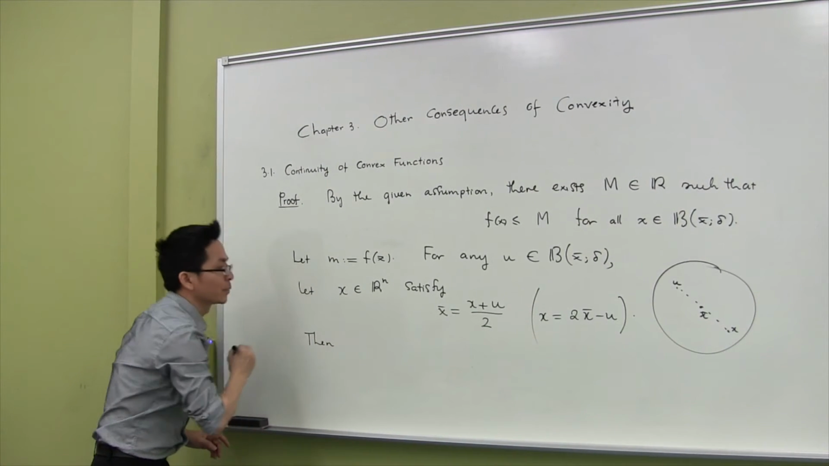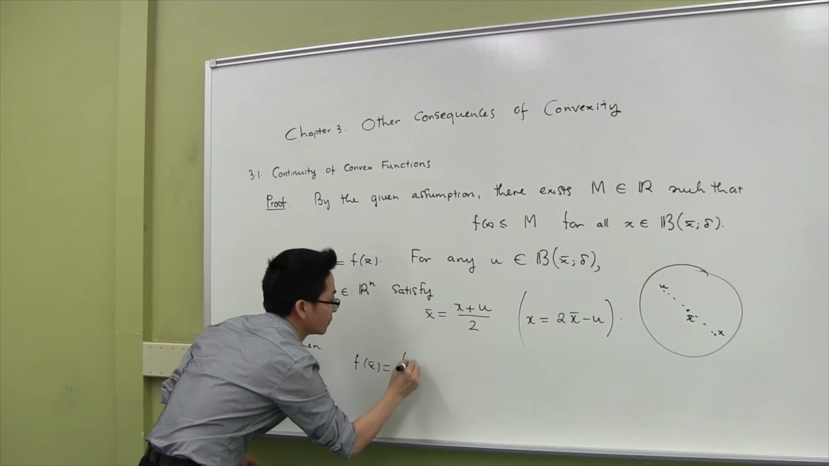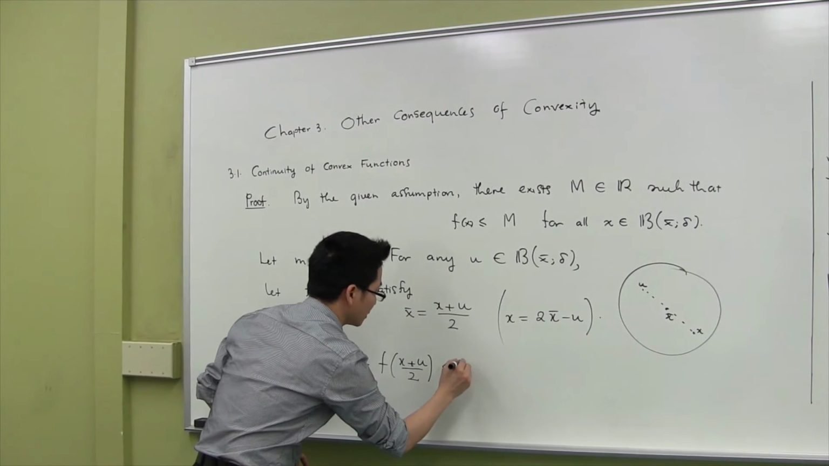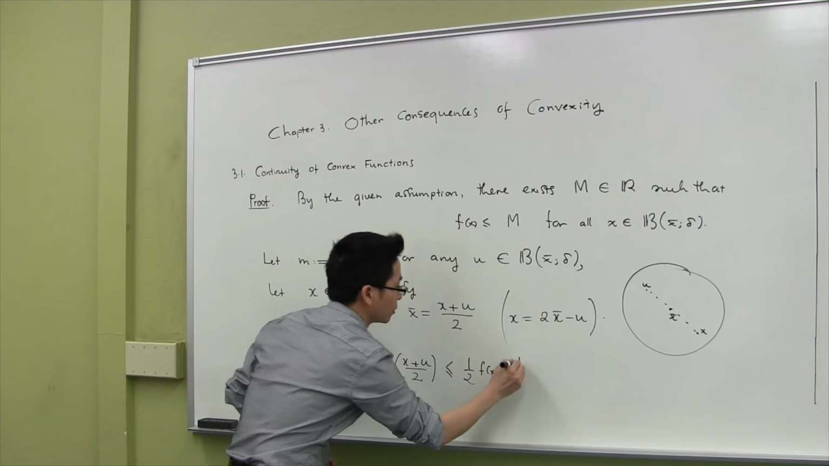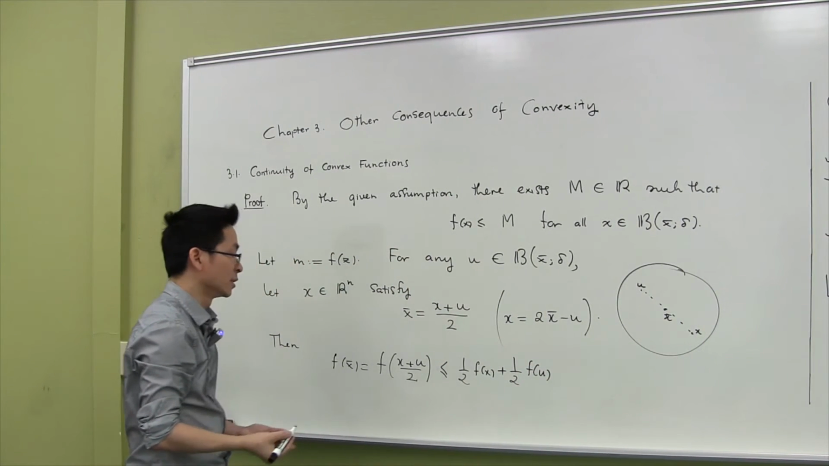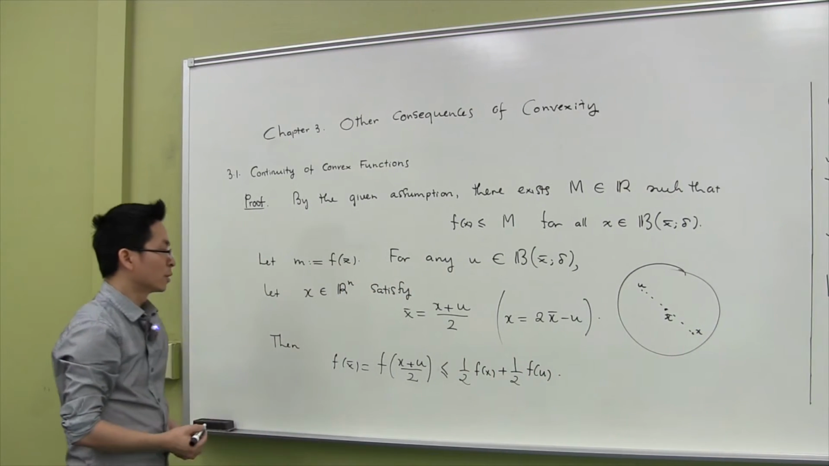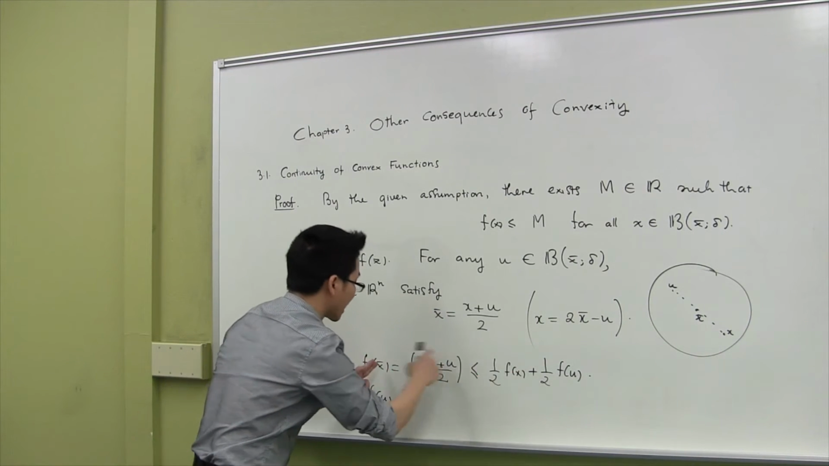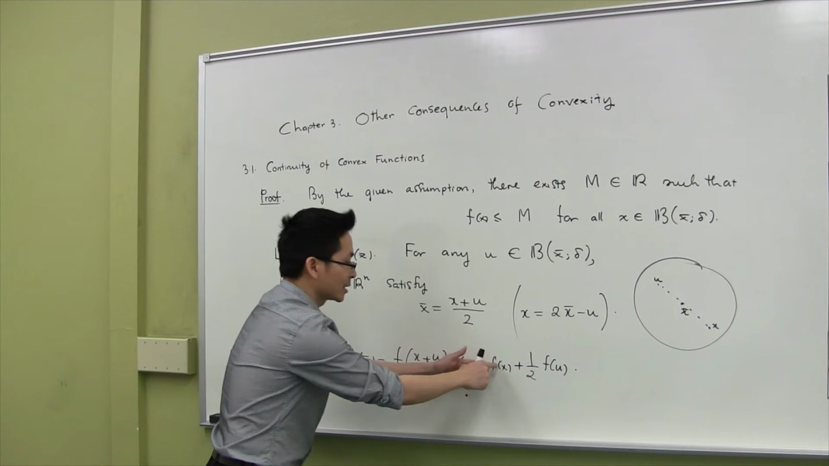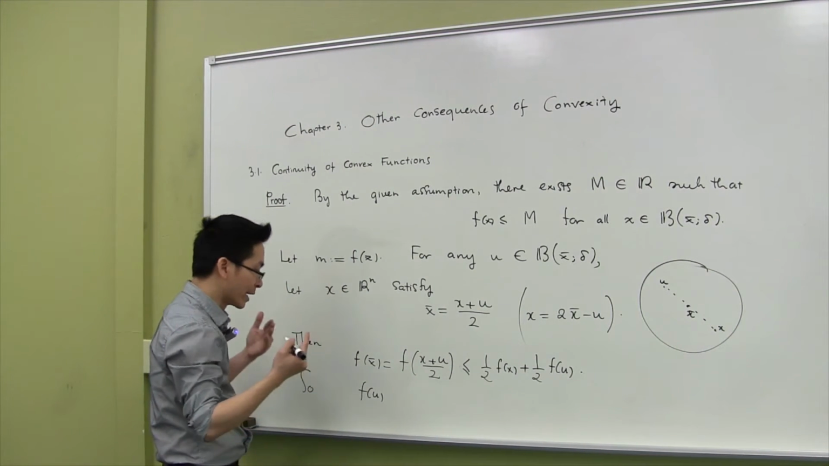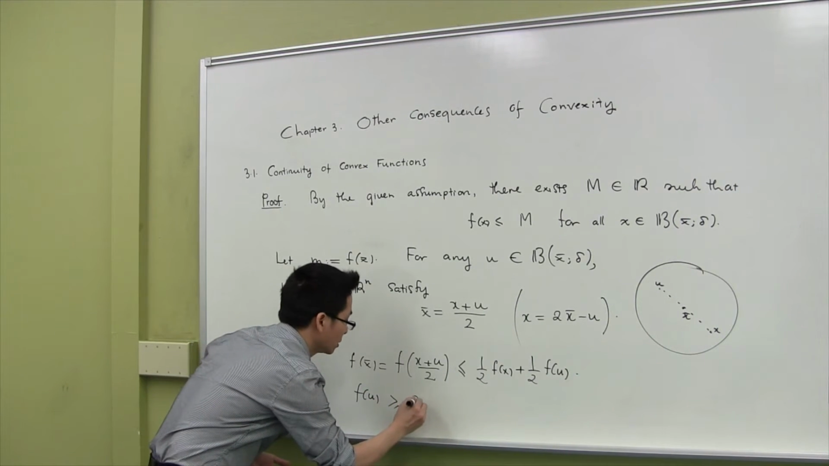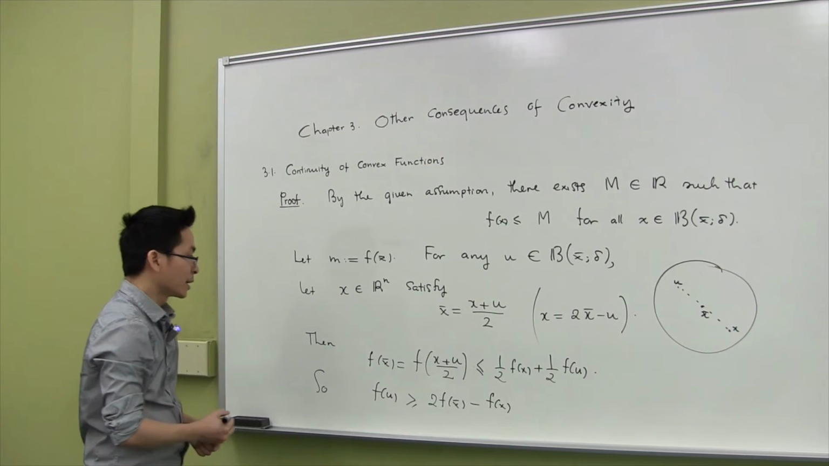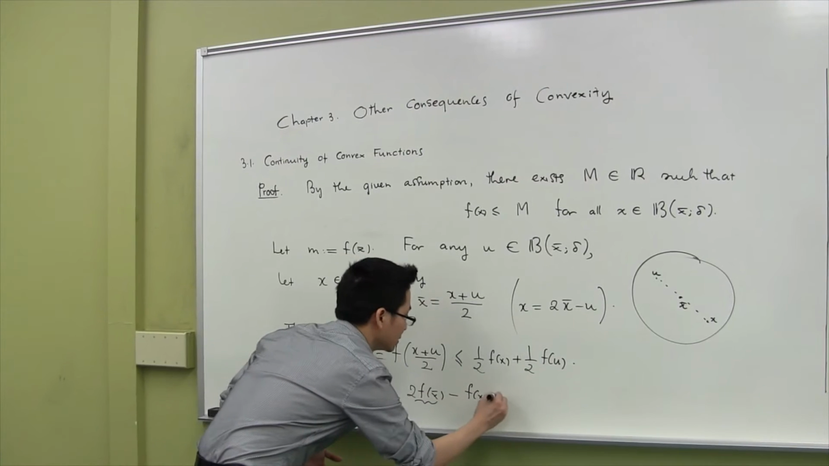Then we see that f of x bar is equal to f of (x plus u) over 2, and therefore it's less than or equal to 1/2 f of x plus 1/2 f of u by the convexity of f. So from here we see that for f of u, we can multiply both sides of this inequality by 2, and then we subtract f of x from both sides of the inequality. So we have that f of u is greater than or equal to 2 f of x bar minus f of x. Okay. And over here, we see that this is 2m.